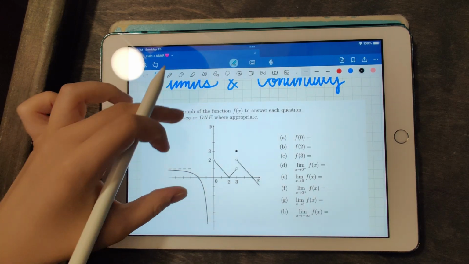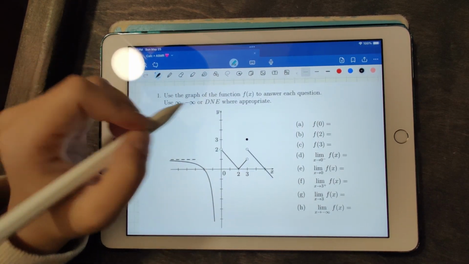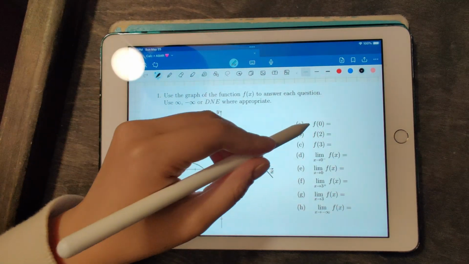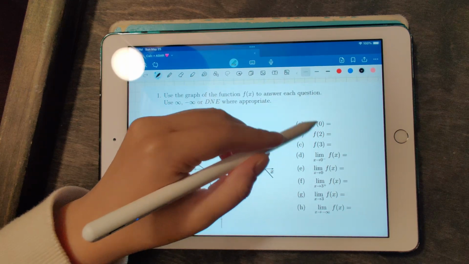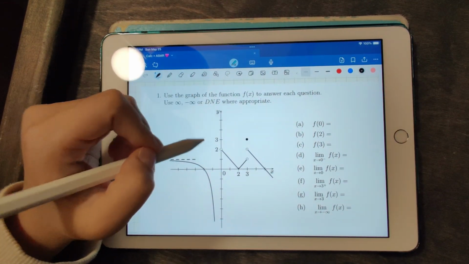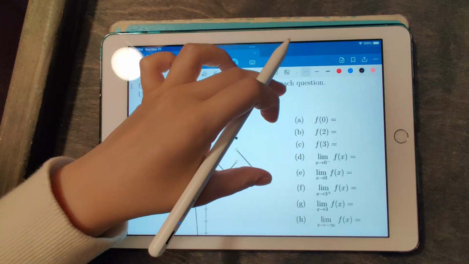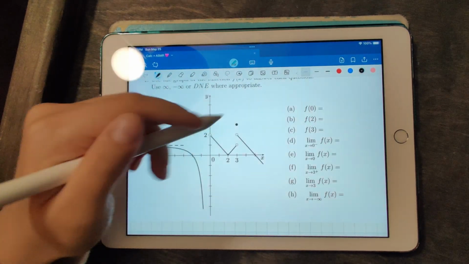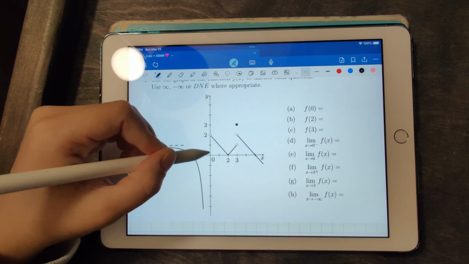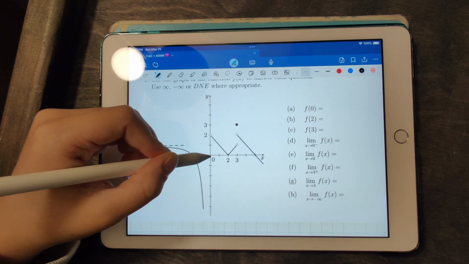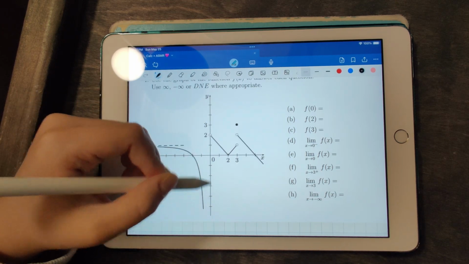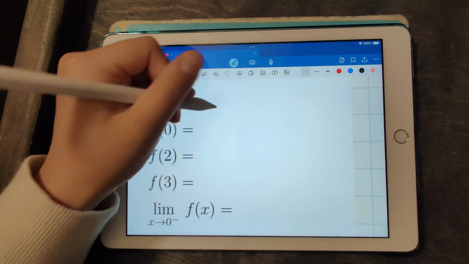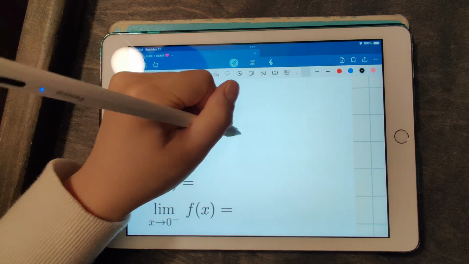In this problem, the first three are actually not asking about limits. They're just asking what the value of the function f is at certain points. So using this graph, we can see f of 0 over here is undefined because there's no black point, no black line where x equals 0. And so that means that the function is not defined there. So f of 0 is undefined.